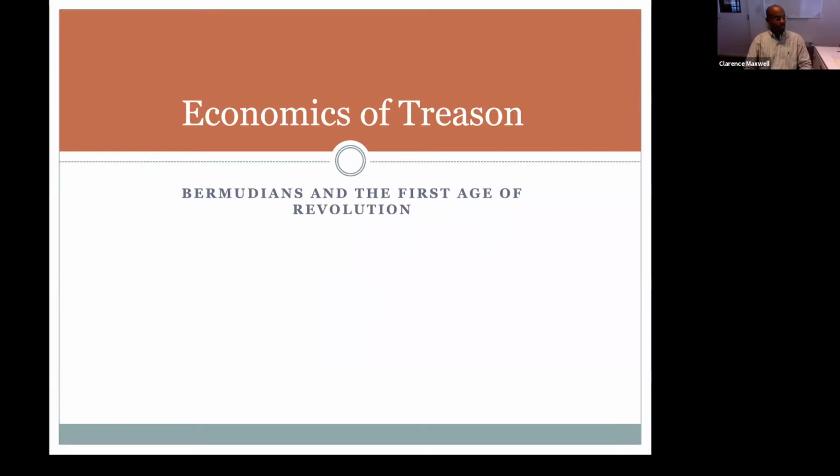This brings us to the economics of treason. This phrase comes from my partner in work and my former student, Alexandra Maris-Kessler, who wrote an article on economics. She used this phrase, which I think completely encapsulates the very nature of the conflict that was occurring here.